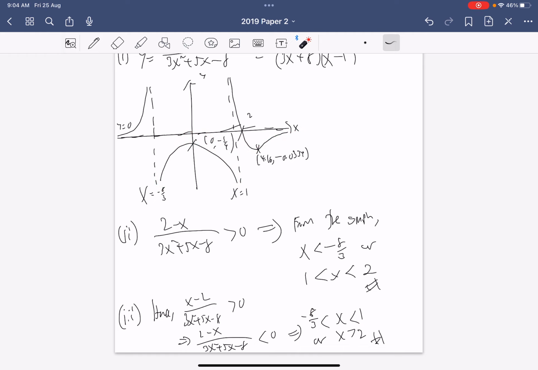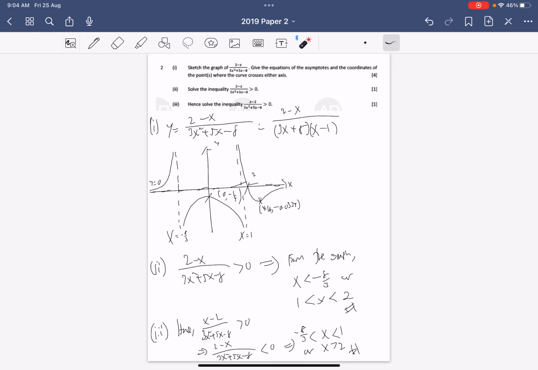So this should be a fairly straightforward question, and most of the solution can be found using your GC for the first part, and the second part is just referring to the graph to solve it.